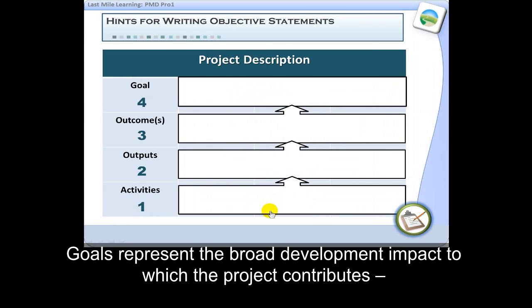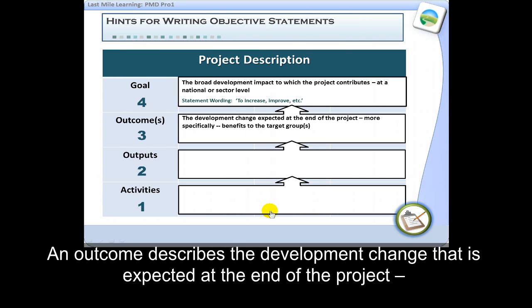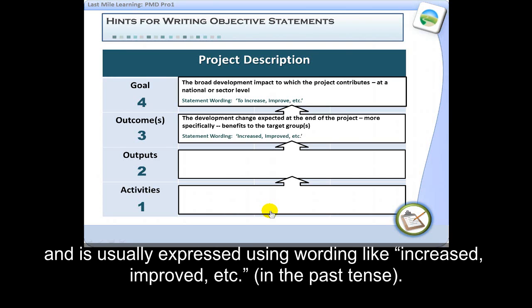Goals represent the broad development impact to which the project contributes and usually start with words like to increase, improve, etc. And it's in the future tense. An outcome describes the development change that is expected at the end of the project and is usually expressed using words like increased, improved, etc., and it's in the past tense.